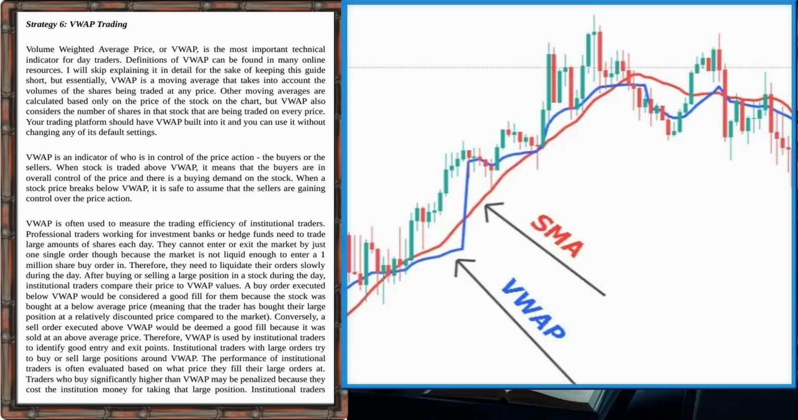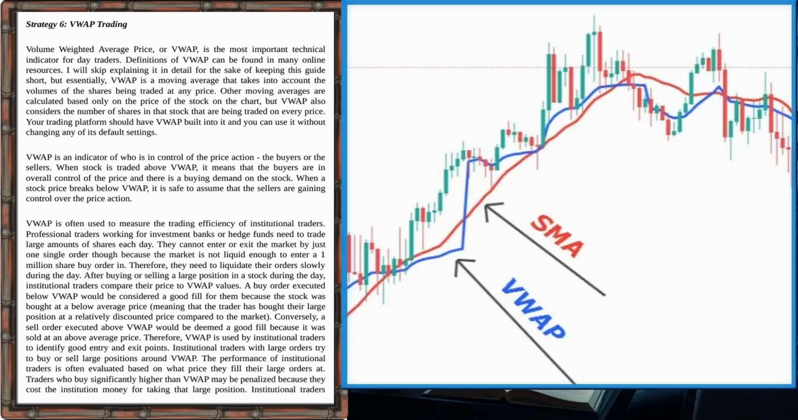Volume weighted average price, or VWAP, is the most important technical indicator for day traders. Definitions of VWAP can be found in many online resources. I will skip explaining it in detail for the sake of keeping this guide short, but essentially, VWAP is a moving average that takes into account the volumes of the shares being traded at any price. Other moving averages are calculated based only on the price of the stock on the chart, but VWAP also considers the number of shares in that stock that are being traded on every price.